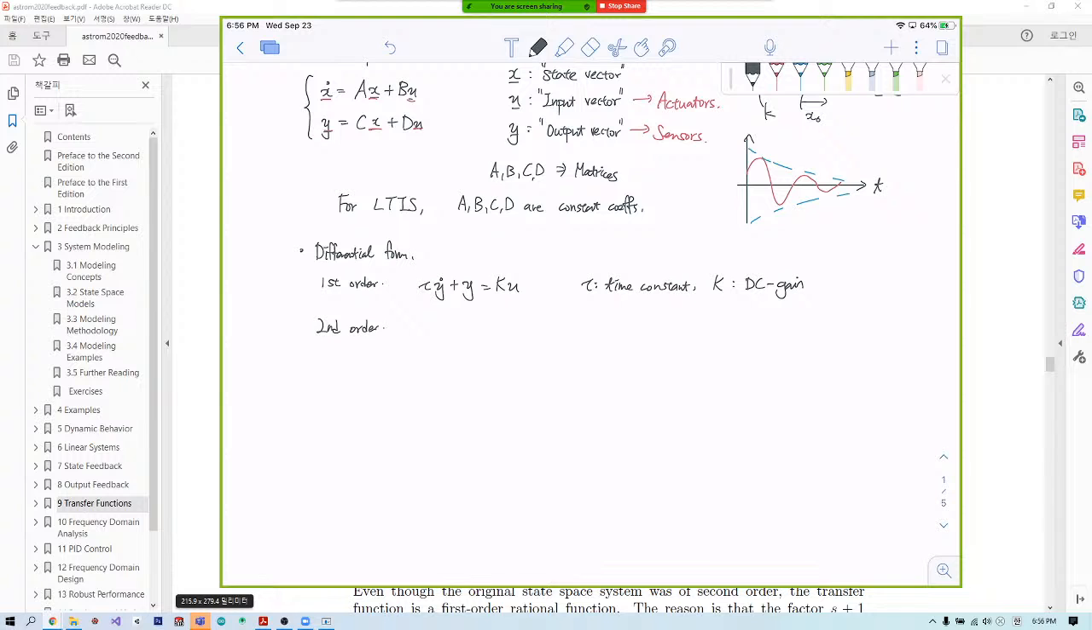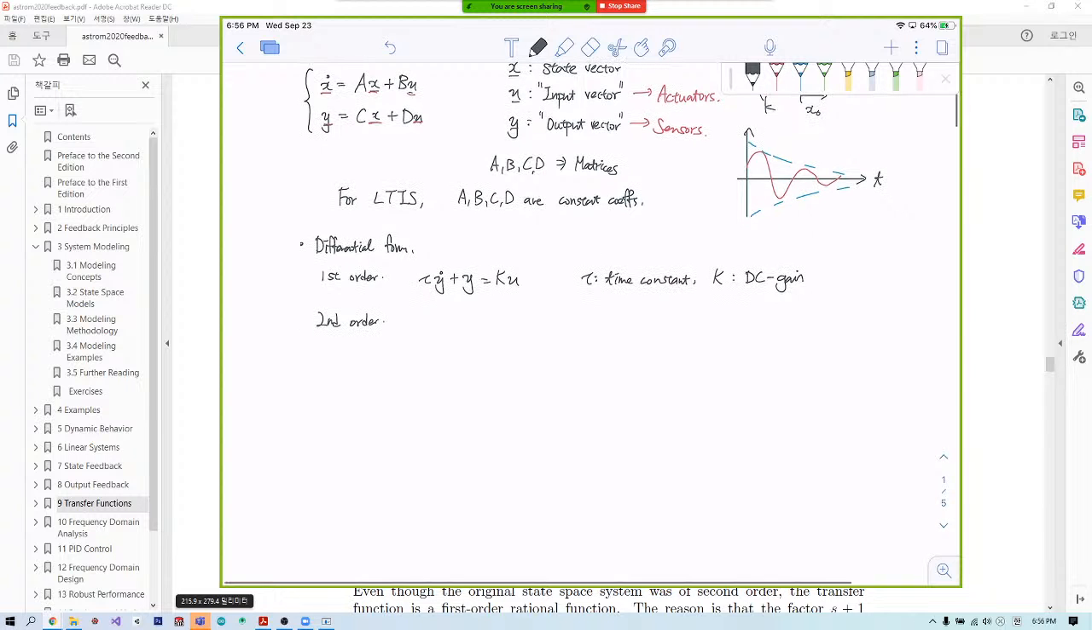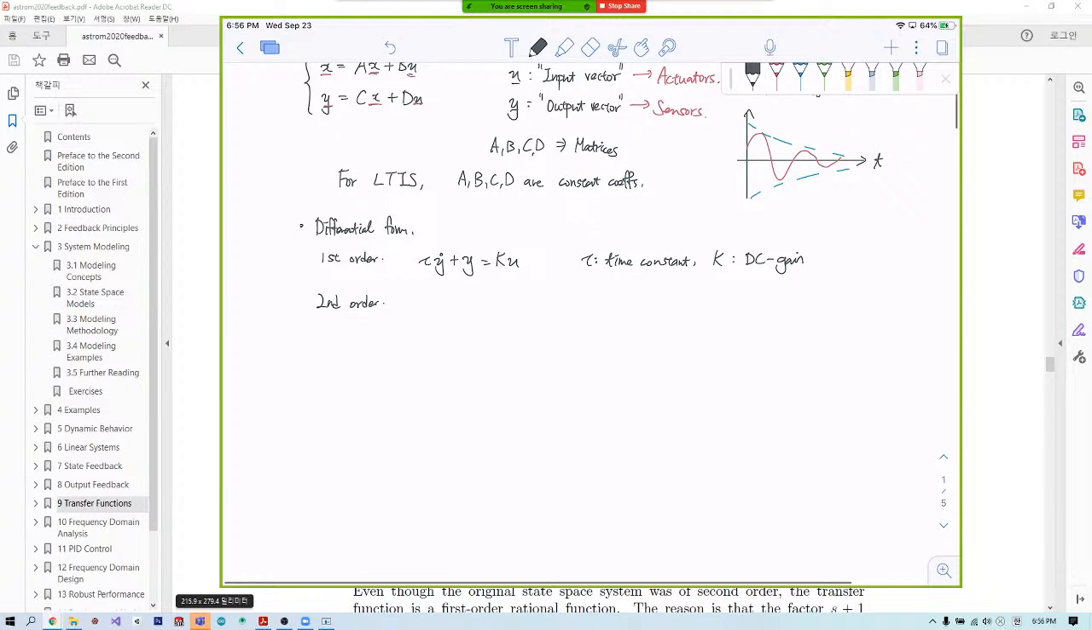And the canonical form of a second order linear system looks like this. We've got a y double dot here, and we have 2 times zeta times omega n times y dot plus omega n squared times y equals omega n squared times u. So same as before, we have y as an output and u as an input.